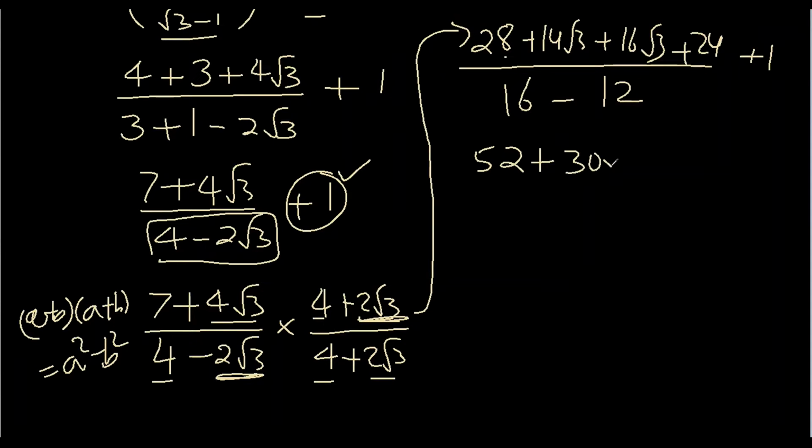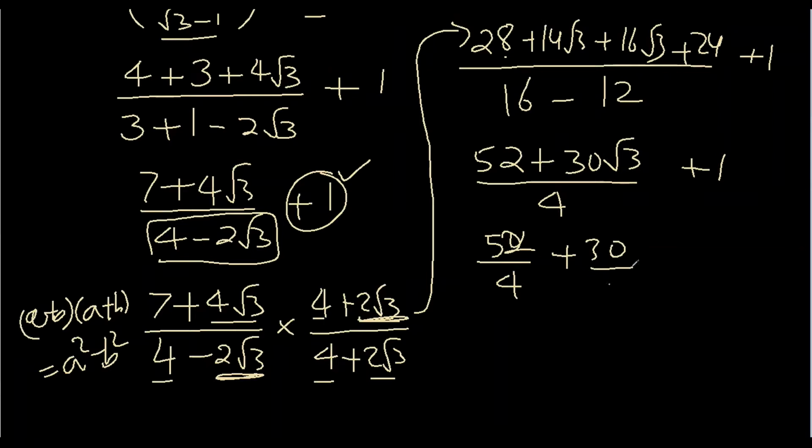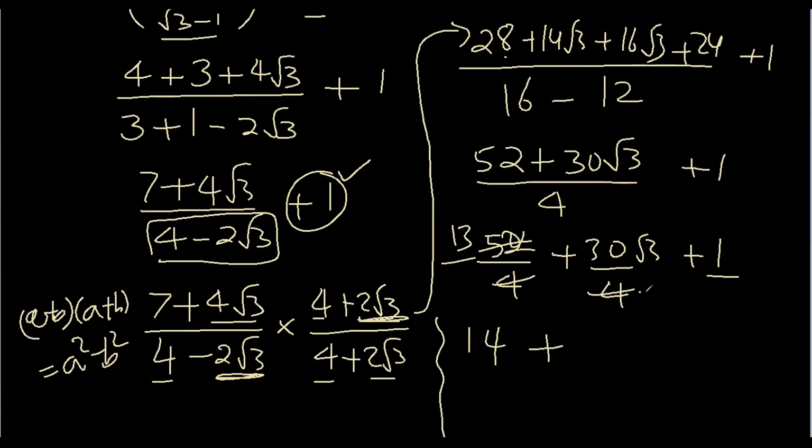14 plus 16, 30 square root 3 over 4, plus 1. So let's separate the numerators in this one. 52 over 4 plus 30 over 4 square root 3 plus 1. 52 divided by 4 is 13 and 13 plus 1 will be 14. That's why I did not touch 1. Plus this will cancel out, 15 square root 3 over 2. This is the solution of this particular question.